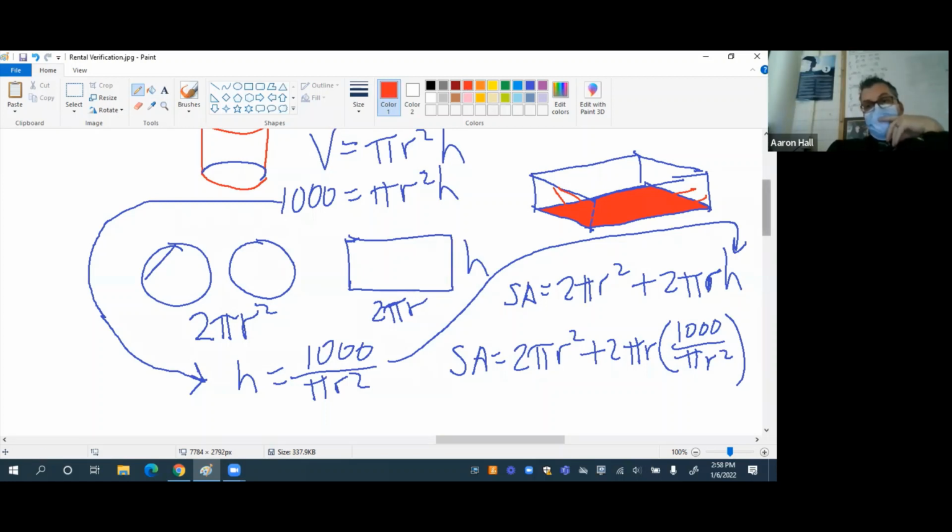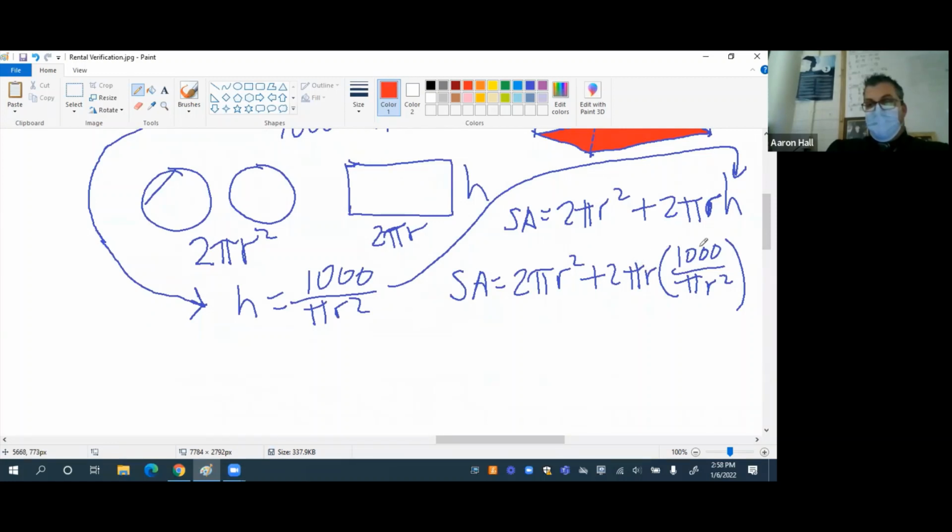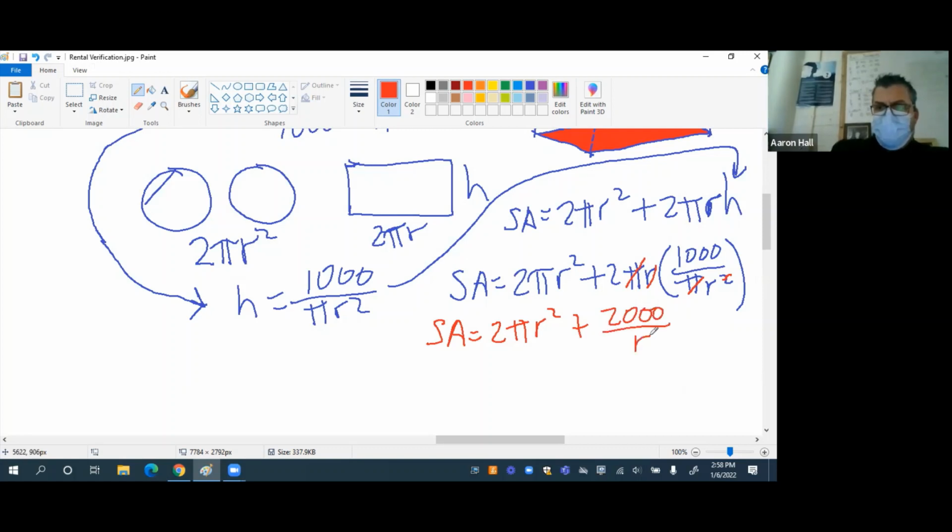What do I do from here? Okay, we could distribute. You're talking about up here? We could actually cancel some stuff here, right? If I cancel, what can I cancel? I can cancel out a pi and one of the r's, right? So one of the r's. So that's going to give me that the surface area equals 2 pi r squared plus 2,000 over r.